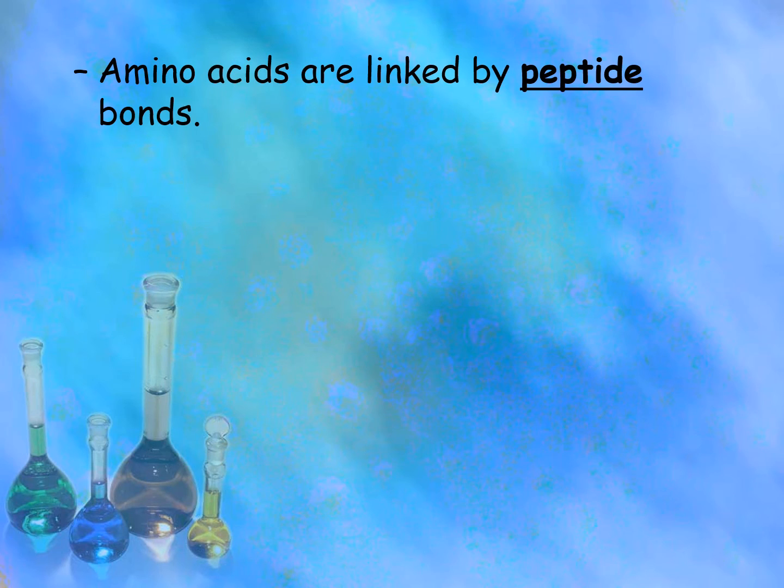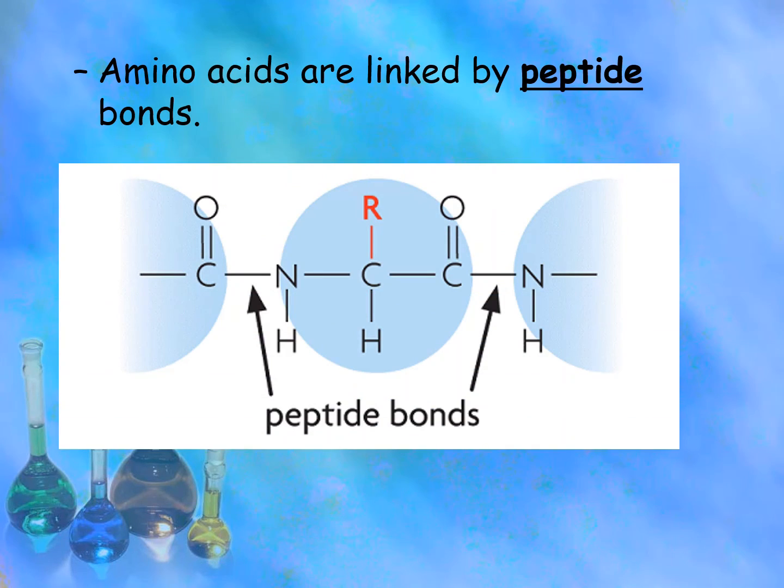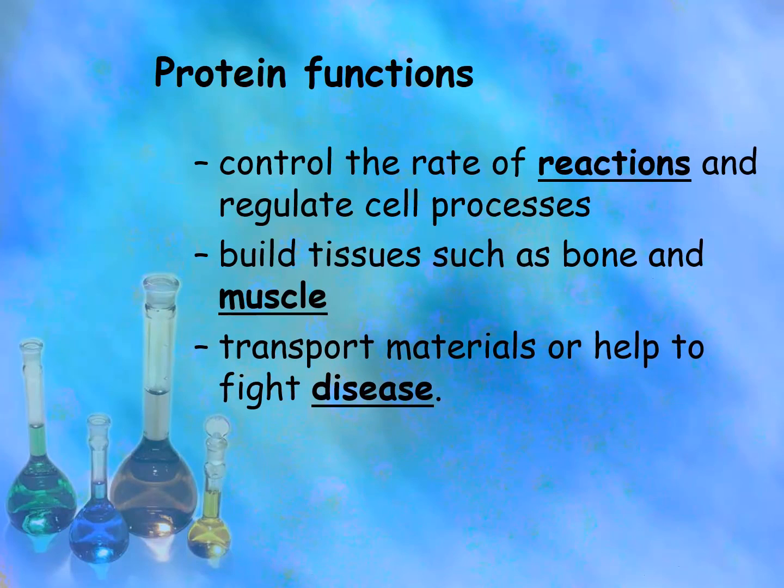Amino acids are going to be linked together by something called peptide bonds. Peptide bonds are a type of covalent bond. They're pretty strong, and they're going to link neighboring amino acids together. The other name for a protein is a polypeptide, and that's obviously coming from the types of bonds that they're going to contain.